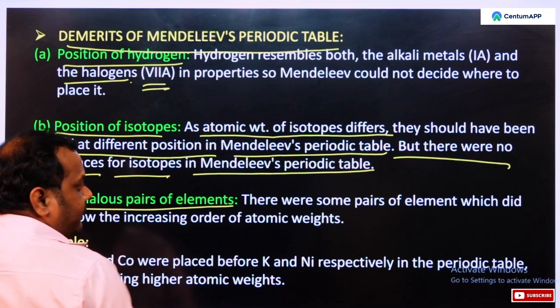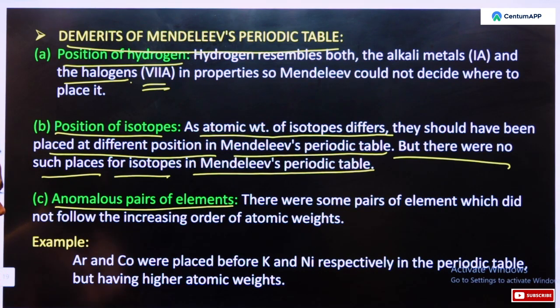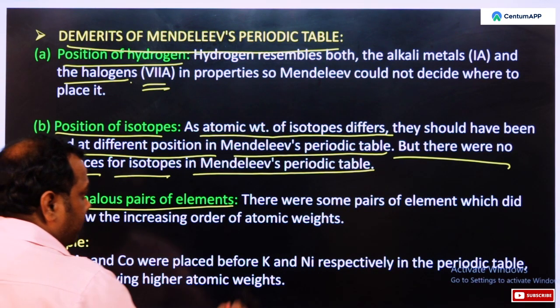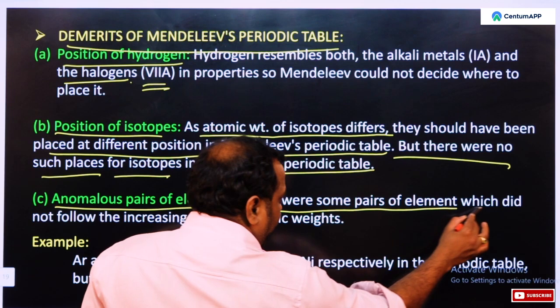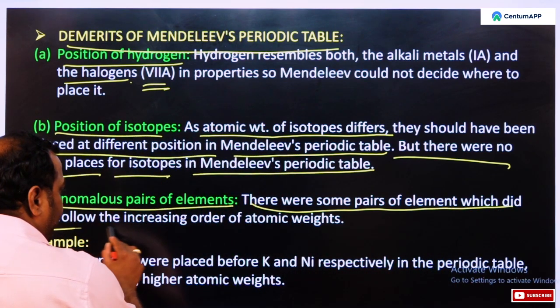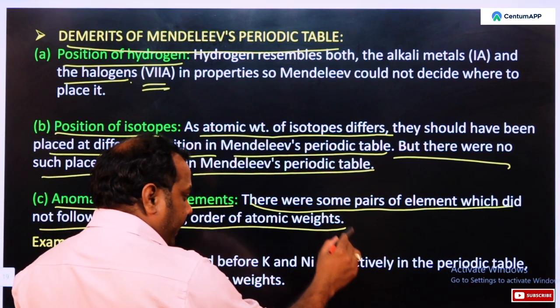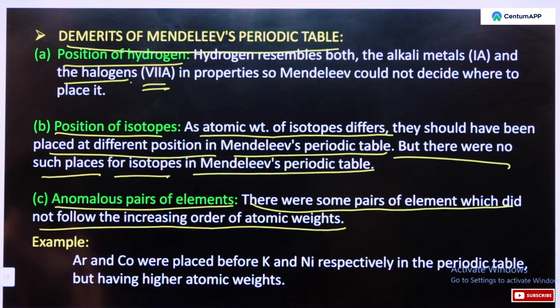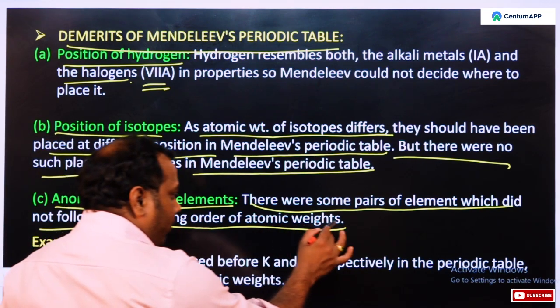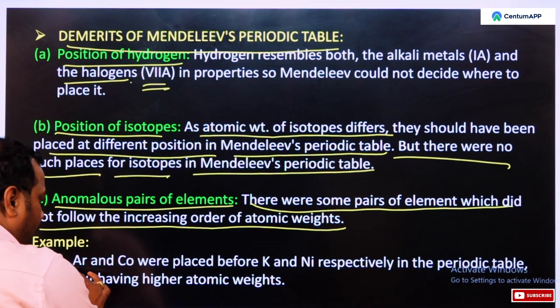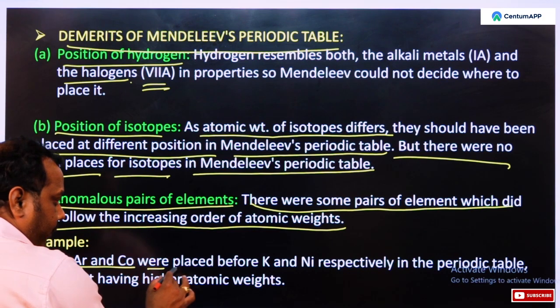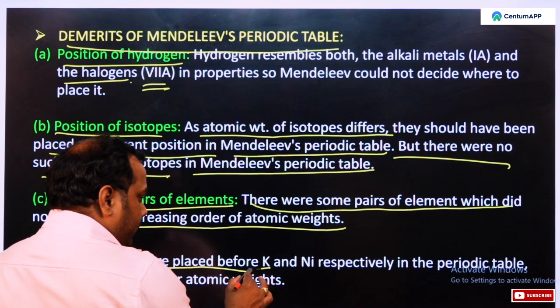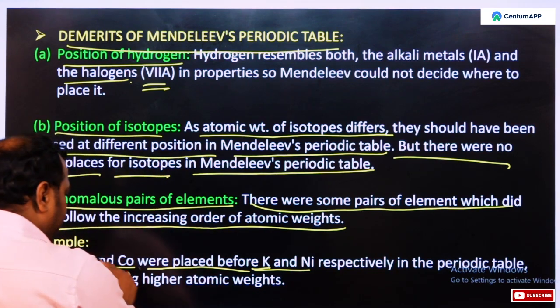Anomalous pairs of elements. What is an anomalous pair? There were some pairs of elements which did not follow the increasing order of atomic weight. For example, argon and cobalt were placed before potassium and nickel.